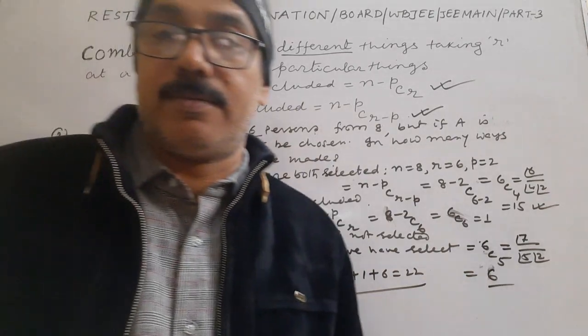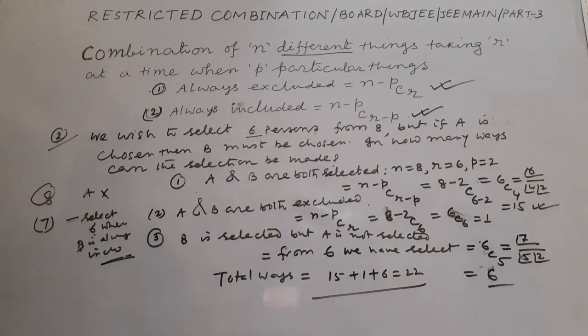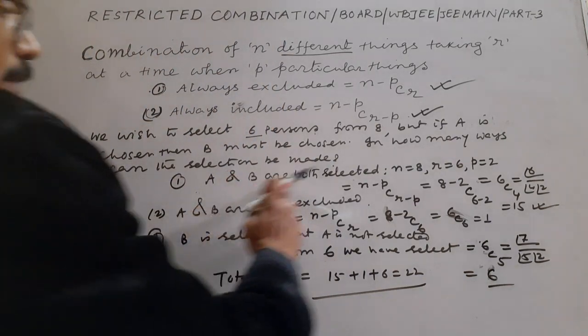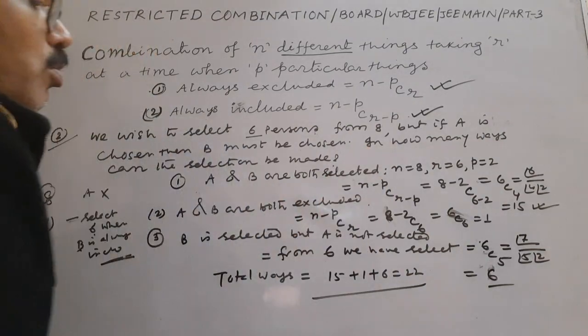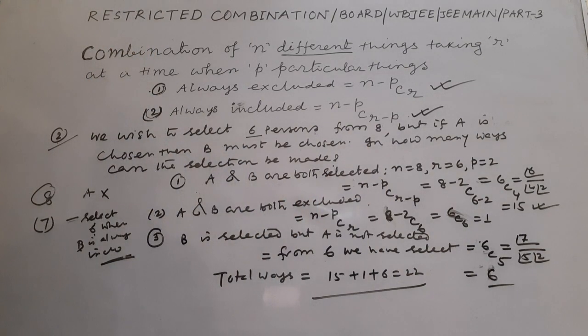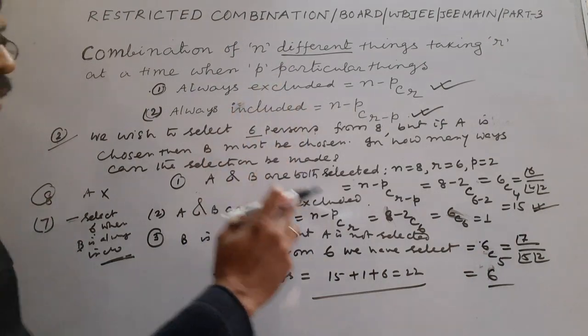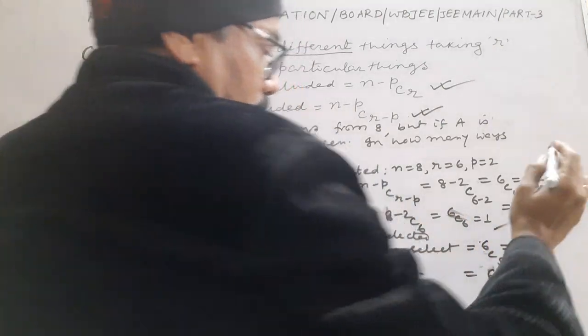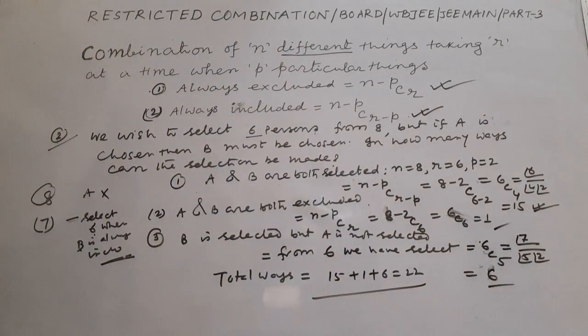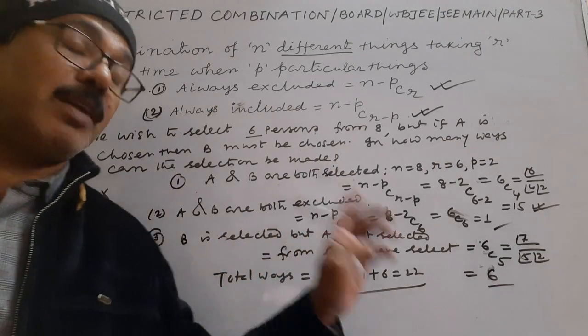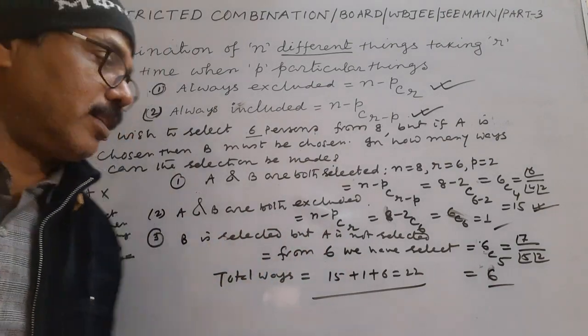Now look at it again. A and B are both selected, no confusion. So n minus p, C r minus p. So 15. A and B are both excluded, no confusion, that is 1. Now case 3. B is selected but A is not selected.